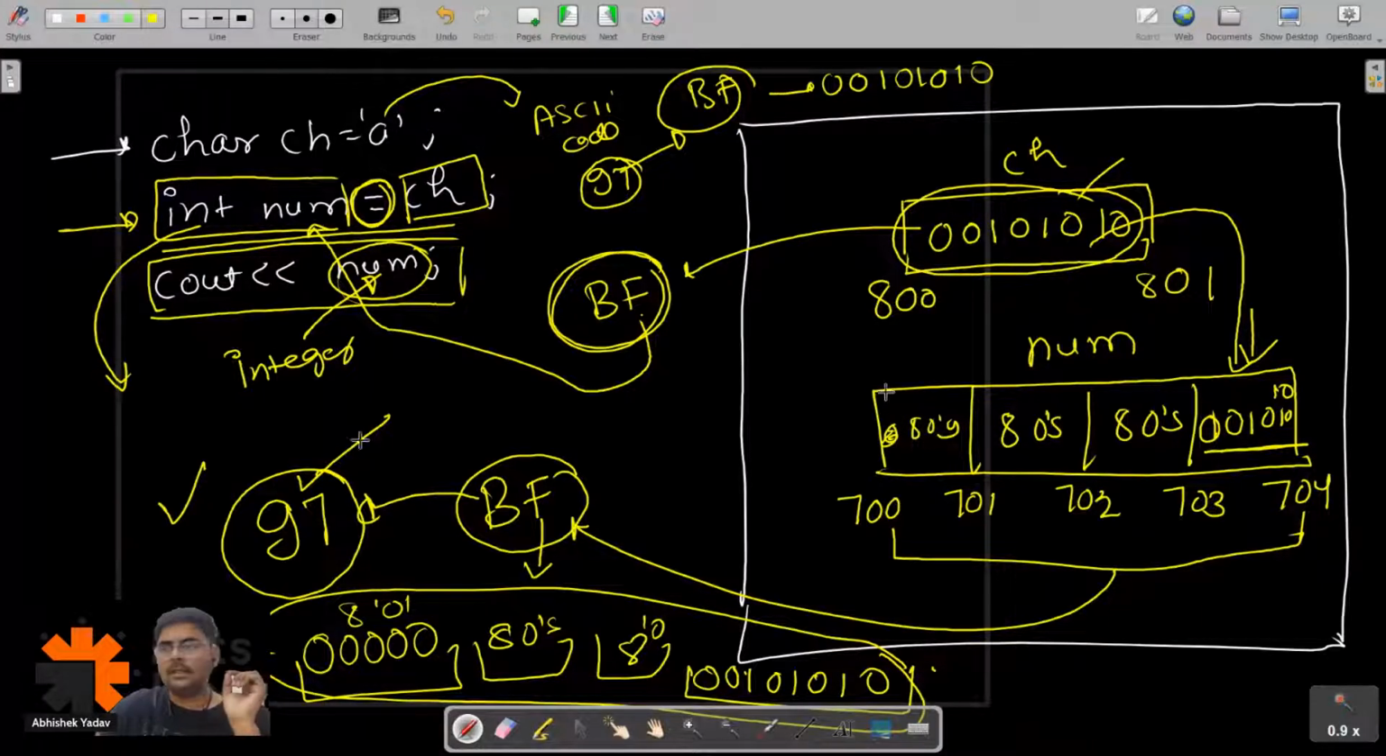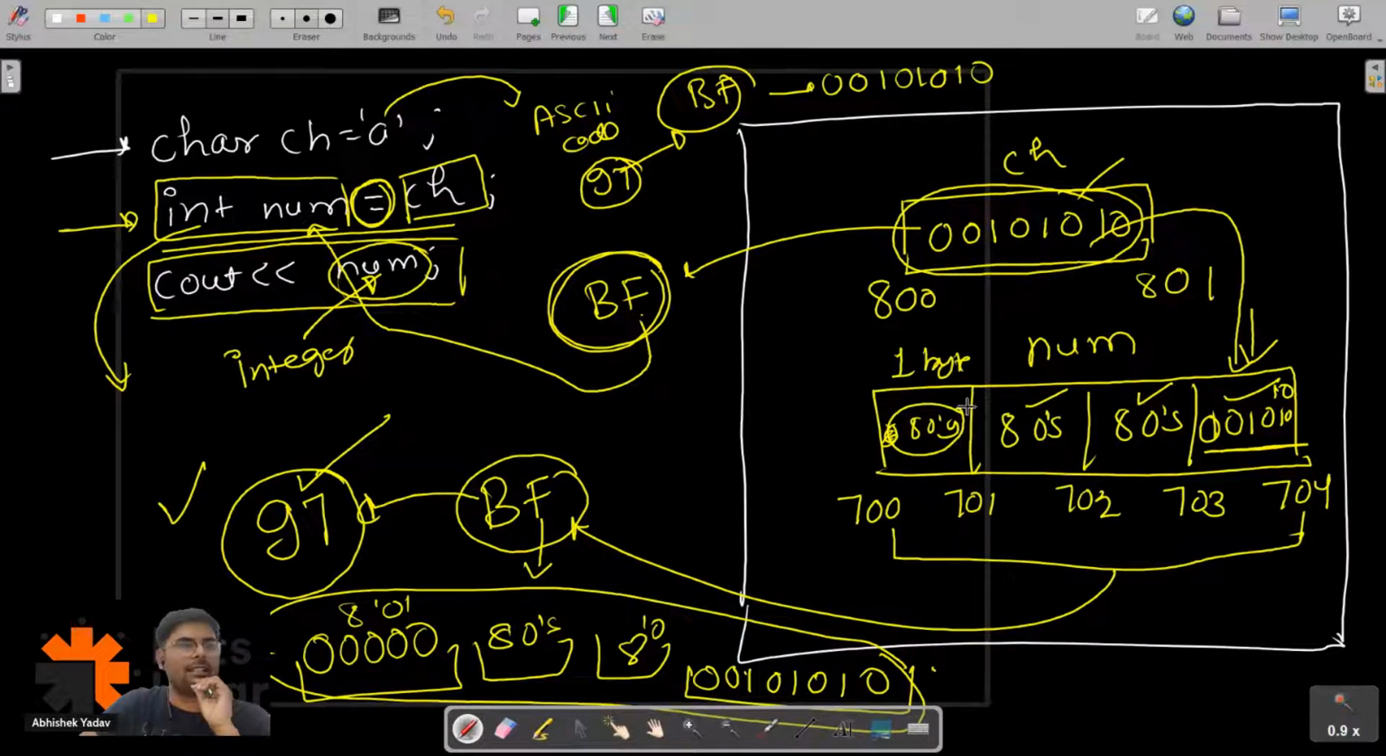Correct. One box is 1 byte, right? So why am I writing 8 zeros here? Because this is a 1 byte box. Similarly, this is also a 1 byte box, 1 byte box, 1 byte box. And here I am having 8 zeros, right? Because 1 byte is equal to 8 bits.